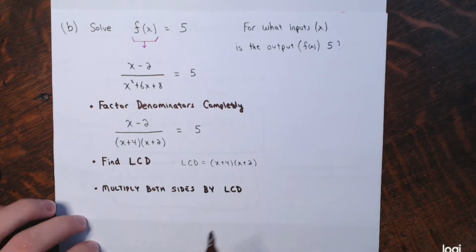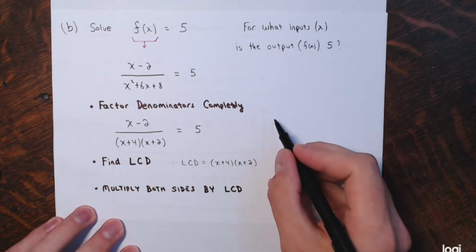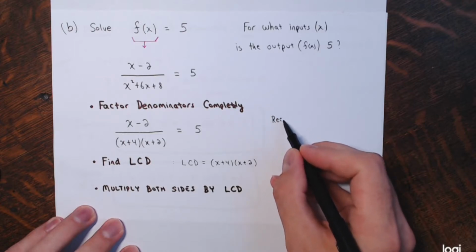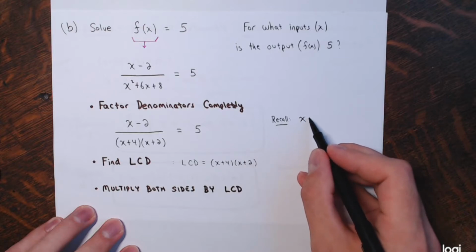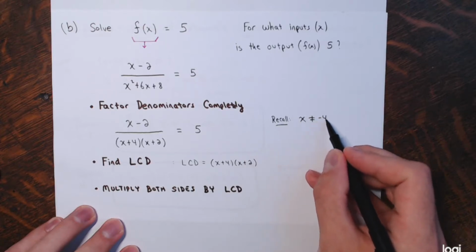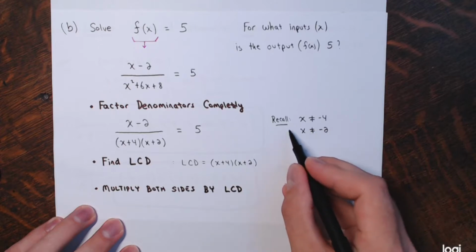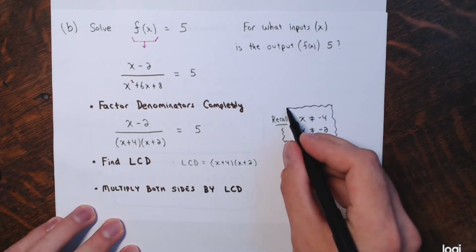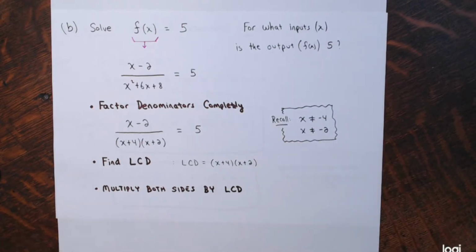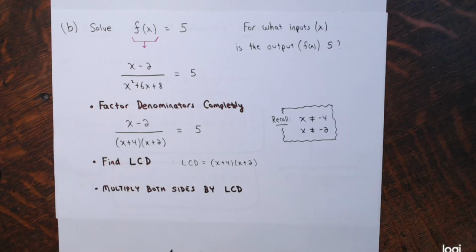And I guess one thing I should have pointed out too, off to the side here, recall that the value of x can't be negative 4 and the value of x can't be negative 2, right? Just keep that in mind. That's why they had us do the domain of the function earlier. Because if x were negative 4 or negative 2, you'd be dividing by 0.